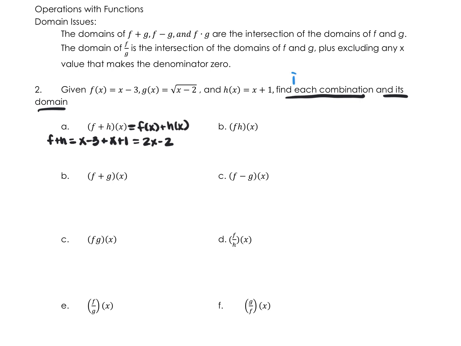So there's two answers we're going to be giving for each of these questions. One, we're going to find the combination. So here, that's what we did first. We found f plus h, because you just added f and h together. Then we're going to find its domain. So our answer here, we're looking for the domain of our answer, the combination, this guy right here. So this is what you're going to be describing the domain of.